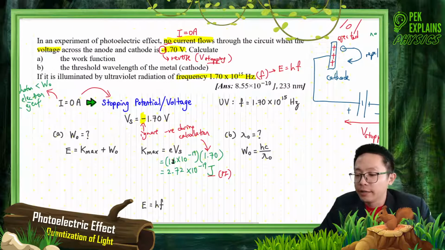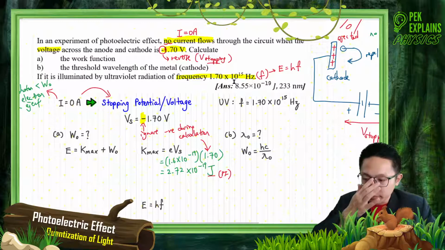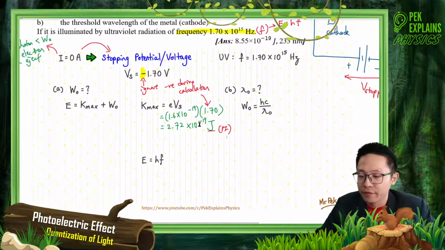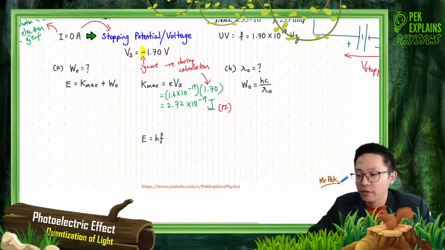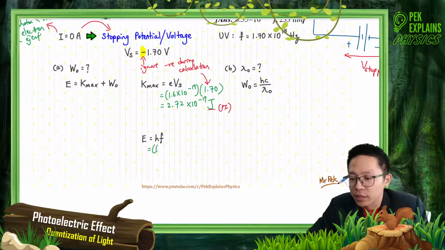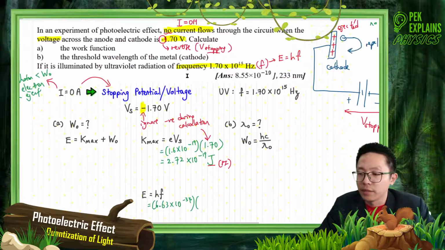Now, I already got the Kmax. Now I need to find the E, energy of the incident photon. So I have the frequency here. I have the frequency, so just use E equal to hf. H is 6.63 exponent negative 34. Multiply by the frequency, this is the frequency, you see, 1.7 exponent 15.